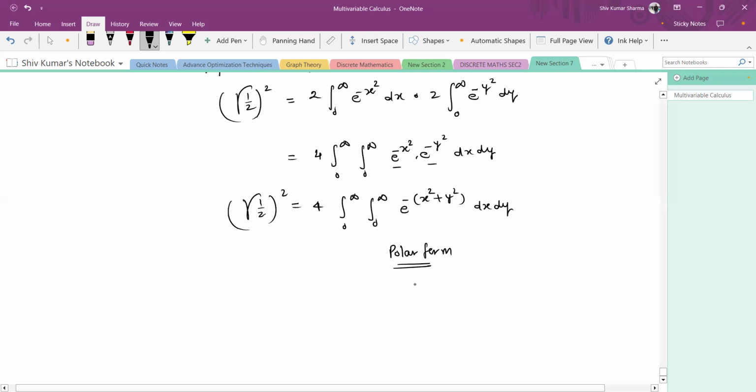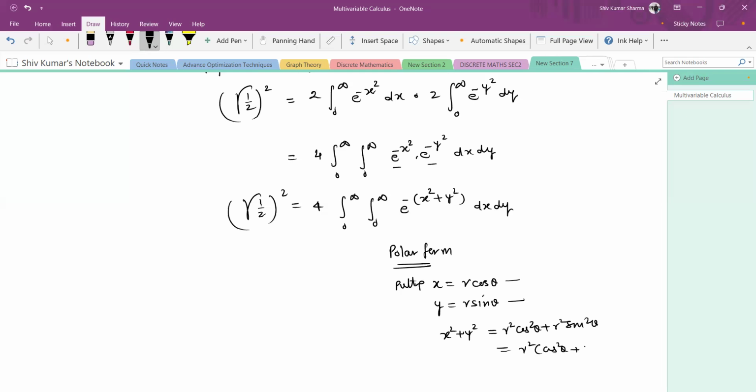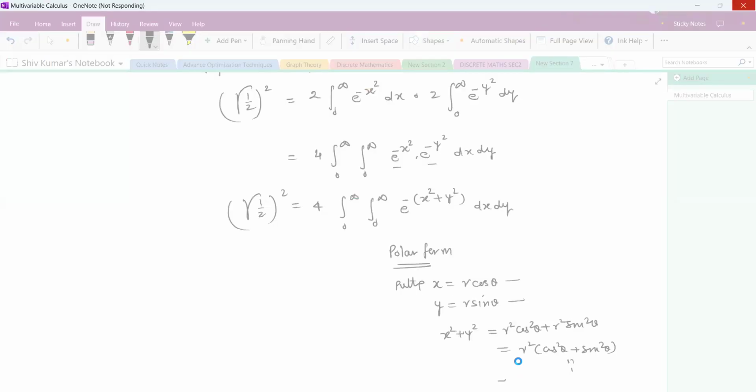When we convert Cartesian form into polar form by putting x equal to r cos theta and y equal to r sin theta, we square and add. So we write x square plus y square equal to r square cos square theta plus r square sin square theta. This gives us r square times cos square theta plus sin square theta, which is 1. So this is equal to r square.